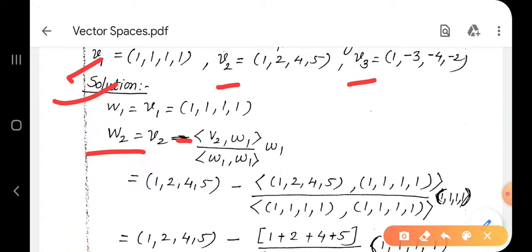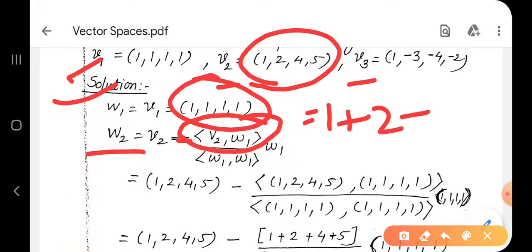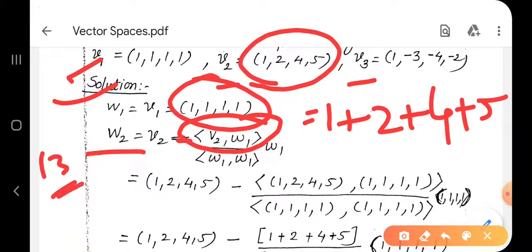Okay, so first find this separately. Find the inner product of v2 and w1. v2 is this term and w1 means (1, 1, 1, 1). Find this inner product: 1 into 1 is 1, plus 2 into 1 is 2, 4 into 1 is 4, 5 into 1 is 5. So 5 plus 4 is 9, 9 plus 2 is 11, plus 1 is 12. Understood? So keep this product in your mind.